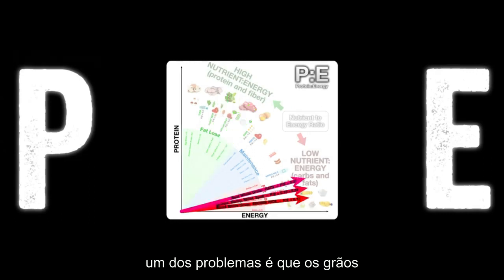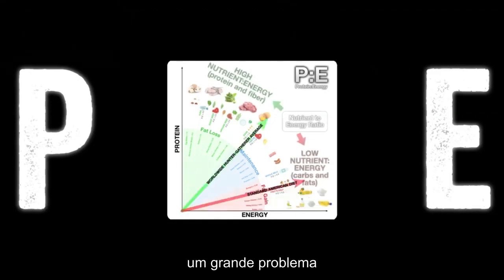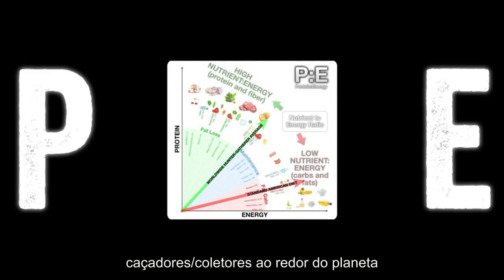But one of the problems is that grains are not very good. This is all of your grains: oats, wheat, rice, corn. They're all fairly terrible. And 60% of our calories in America are coming from these cereal grains. It's a big problem. The green arrow here is the standard hunter-gatherer diet worldwide, and the red arrow is the standard American diet.